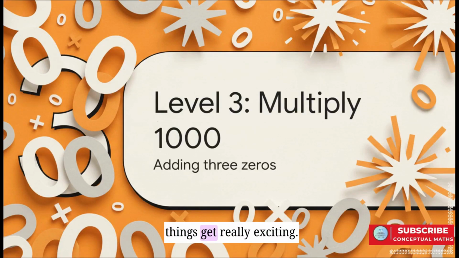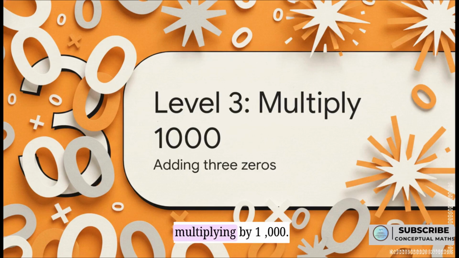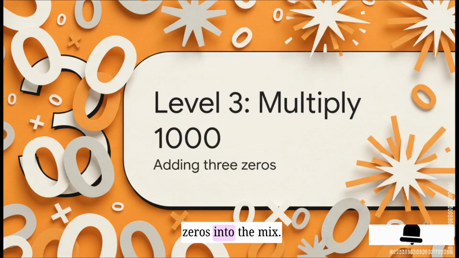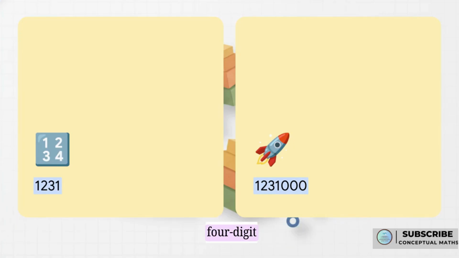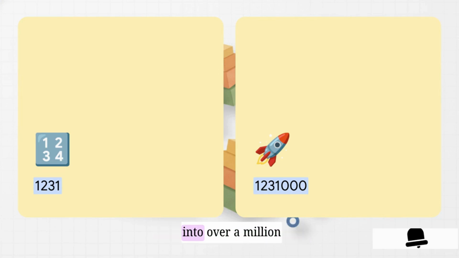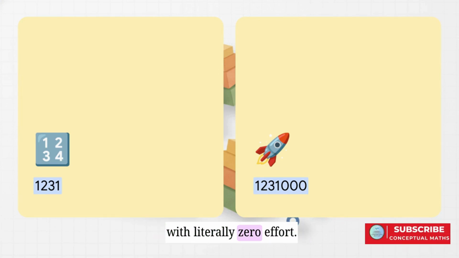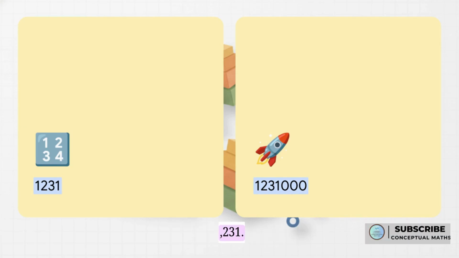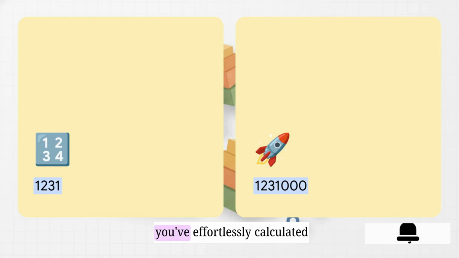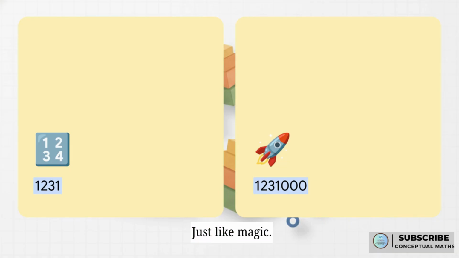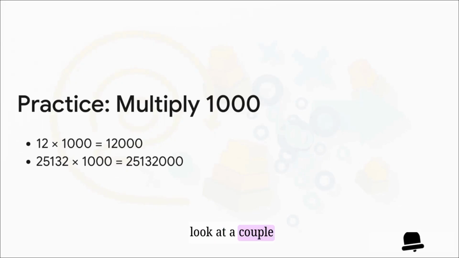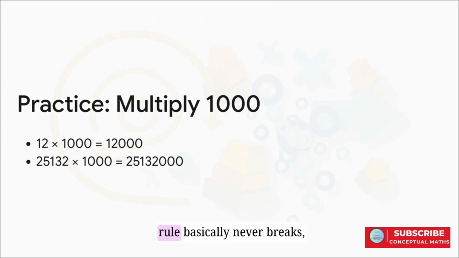And now, things get really exciting. Level 3, multiplying by 1,000. 1,000 brings a whopping 3 zeros into the mix. Now, what's really interesting about this is how a slightly intimidating 4-digit number instantly transforms into over 1 million with literally zero effort. We take 1,231, multiply by 1,000, attach those 3 zeros, and suddenly, you've effortlessly calculated 1,231,000. Just like magic.